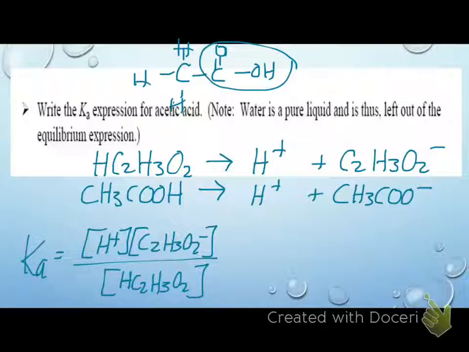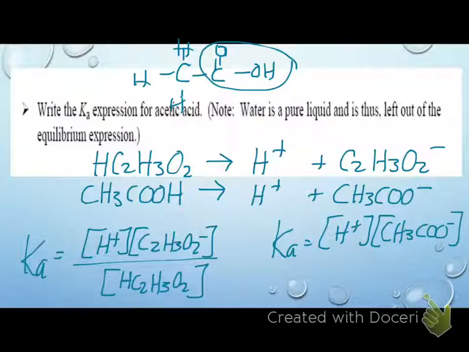Either way is fine. You need to recognize both ways, but neither way is better. Inorganic chemists don't agree with that. And then this way, of course, would be the H plus, the CH3COO minus, and the acetic acid on the bottom. Whoops, sorry, I'm writing it the other way.